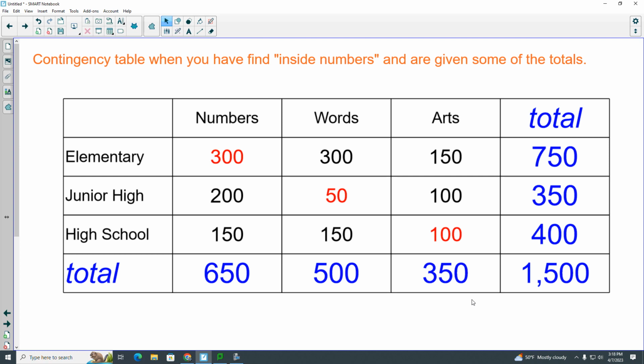This is a skill that you do need to be able to have, because now I can say what is the probability that someone is in junior high? 350 out of 1,500. What's the probability that someone likes a class in the arts? 350 out of 1,500. So now that I have all of these numbers, my table is complete, and that is the skill that we need you to have.